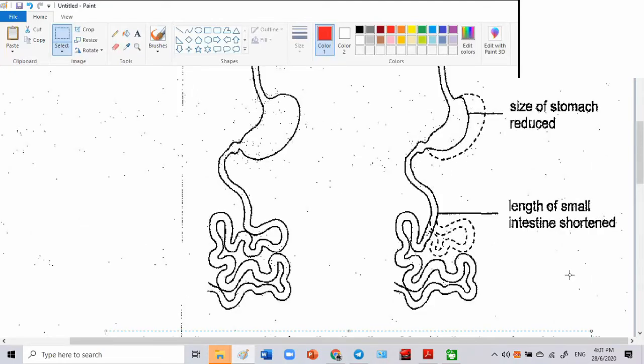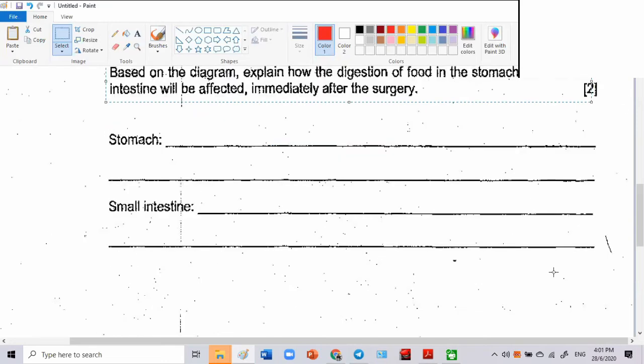Yeah, the size of the stomach is reduced, so it does not store as much food as before. So after you eat a bit, you feel full already. So it doesn't store so much, so you don't digest so much. How about the small intestine?